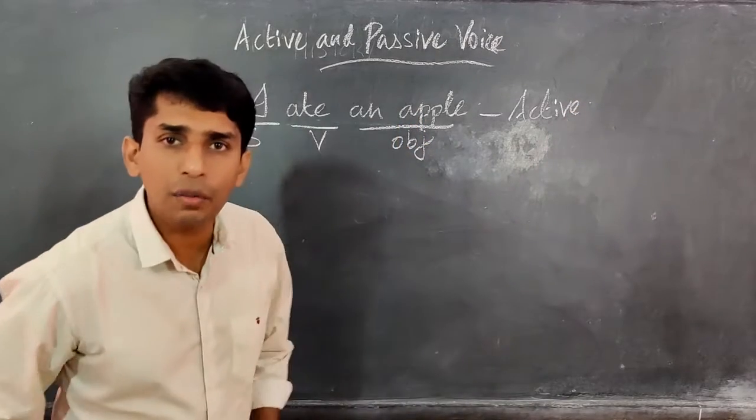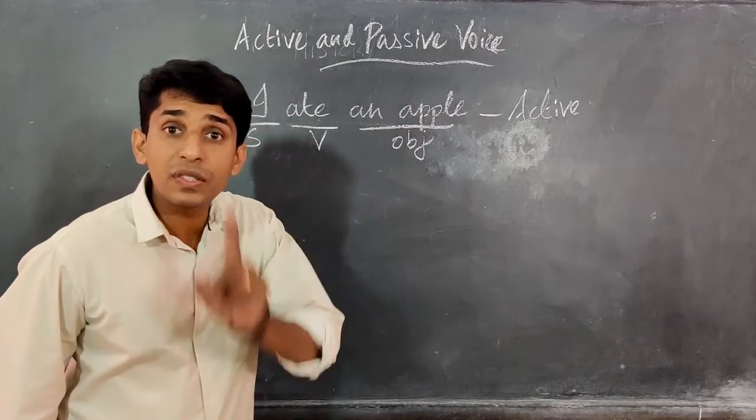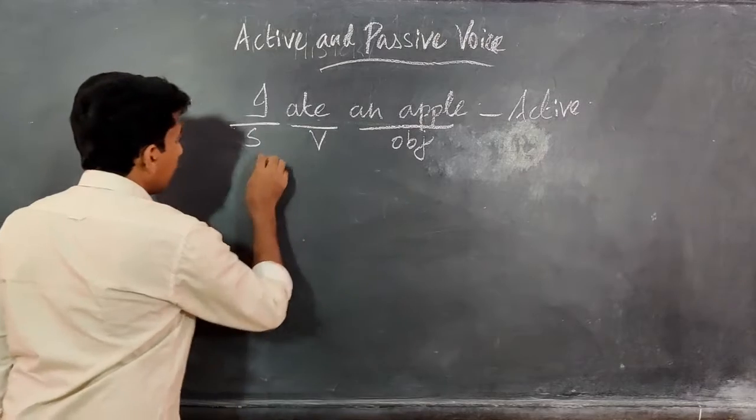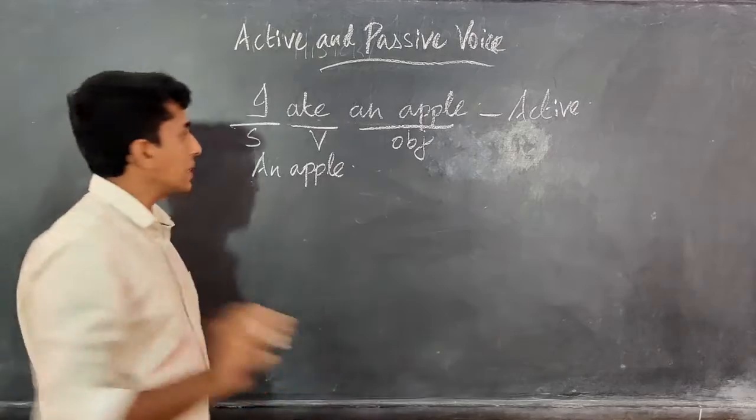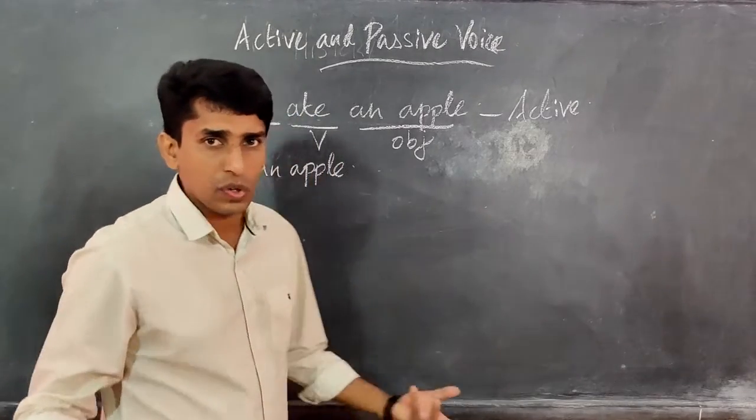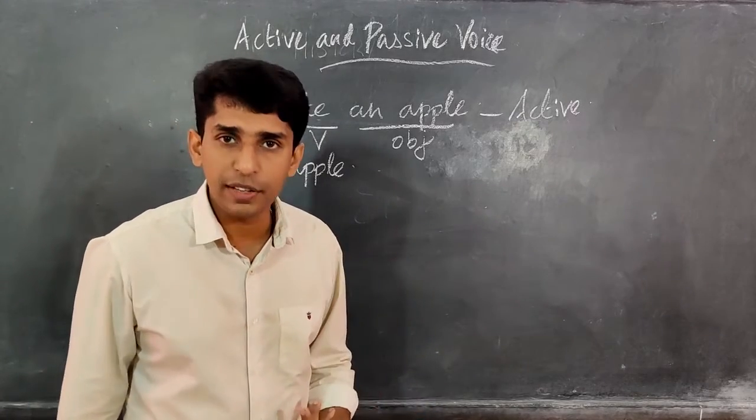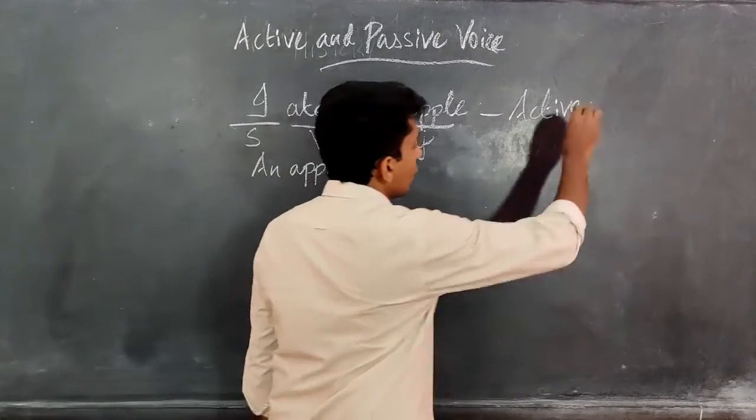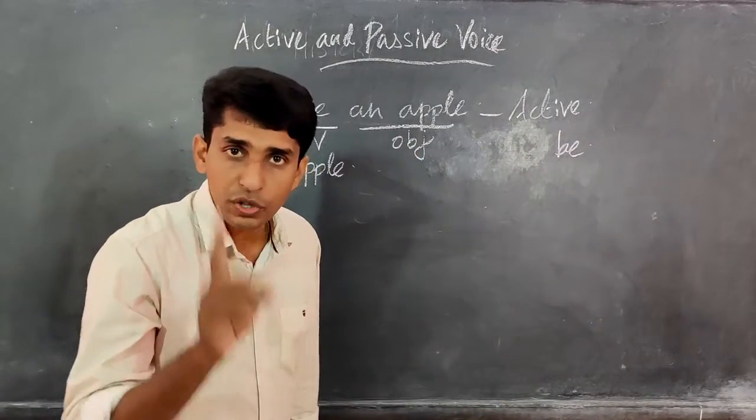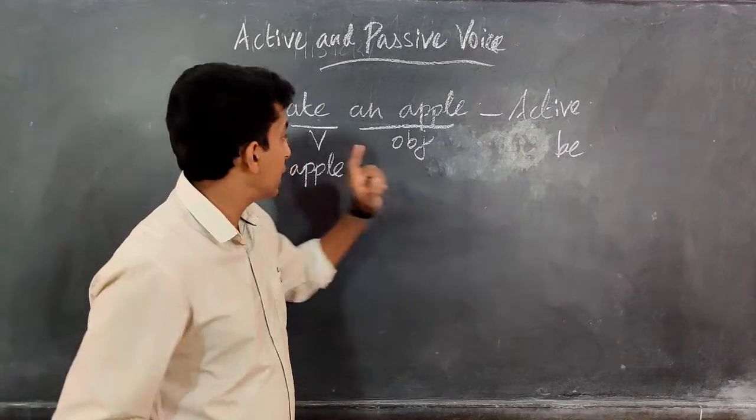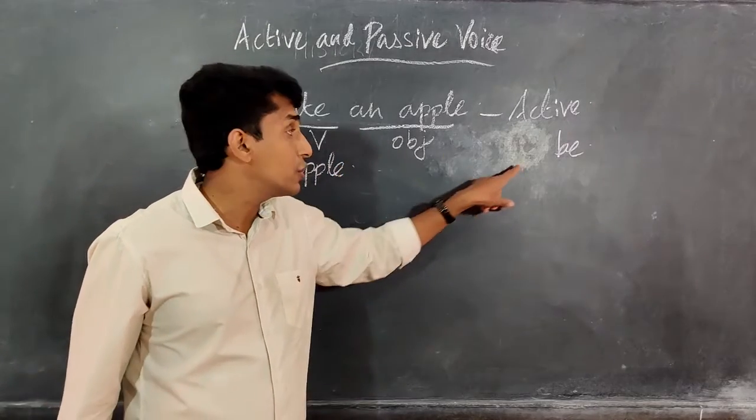Then what will be the passive sentence? Passive sentences will begin with the object. So here an apple is the object. We can't write an apple ate I. That is not a correct sentence. So when we begin a sentence with the object, we have to make some changes. The first thing we have to remember is we should use a be form. You all should learn this by heart. Whenever we are changing an active sentence to a passive sentence, we have to use a be form.